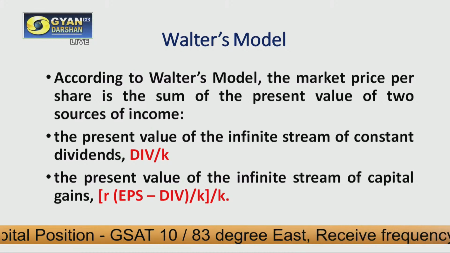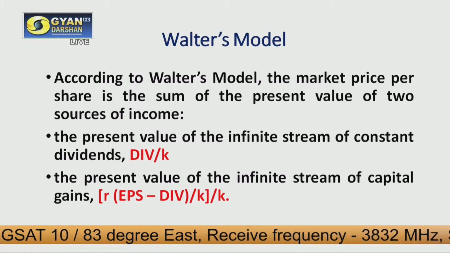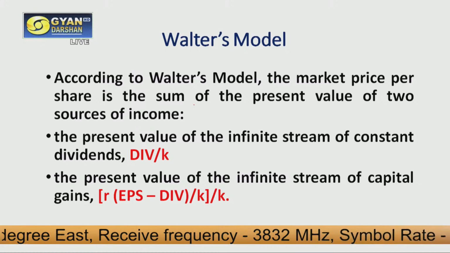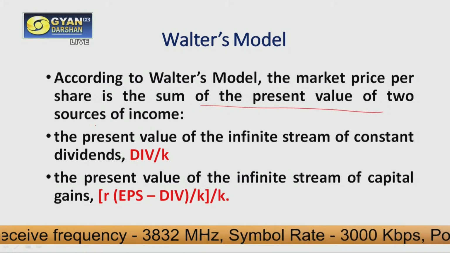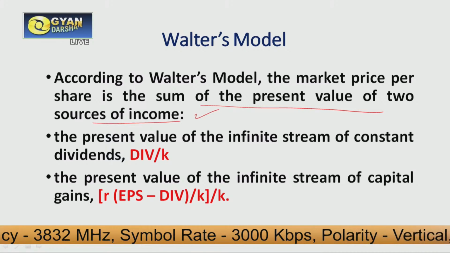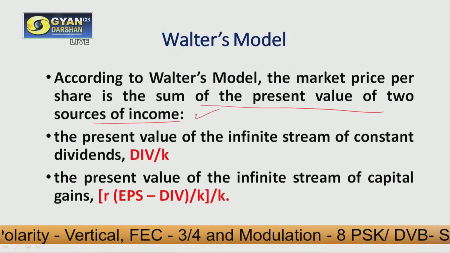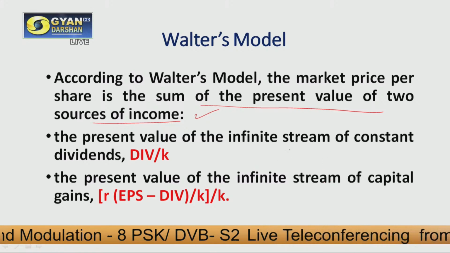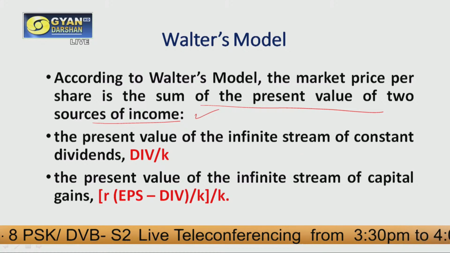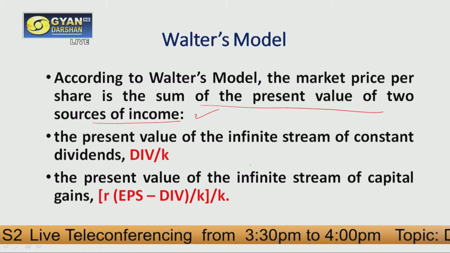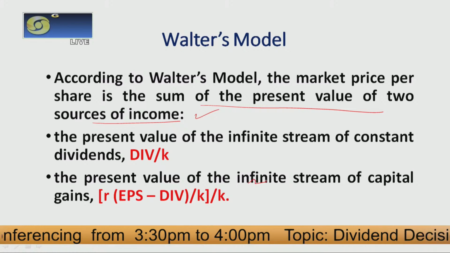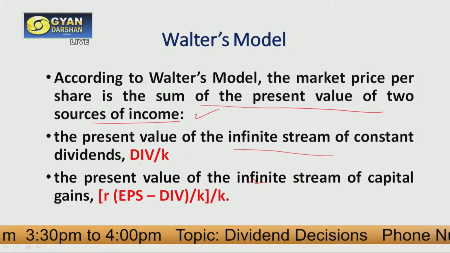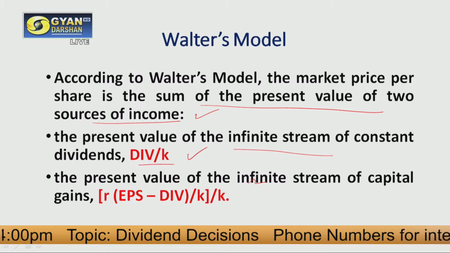So based on these assumptions, the Walter model is drafted. And according to Walter's model, the market price per share is the sum of present value of two sources of income. So there are two components in present terms we need to take up so that we can form our Walter's model. Out of this, the first term is the present value of an infinite stream of constant dividends. That means we have infinite streams of constant dividends, the dividends which are coming on a regular basis, and these are converted into present value terms.